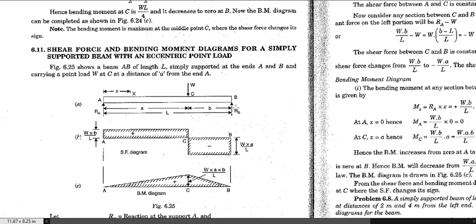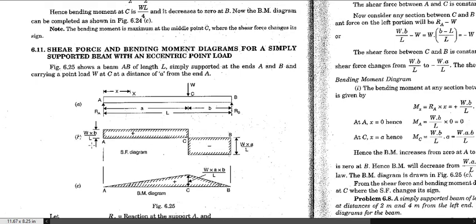What you are going to do, you are going to do RA times L, that is plus RA times L minus W times this A, and from there you can get the value of RA equals WA over L and RB equals, sorry, RB equals WA over L and RA equals W times B over L.